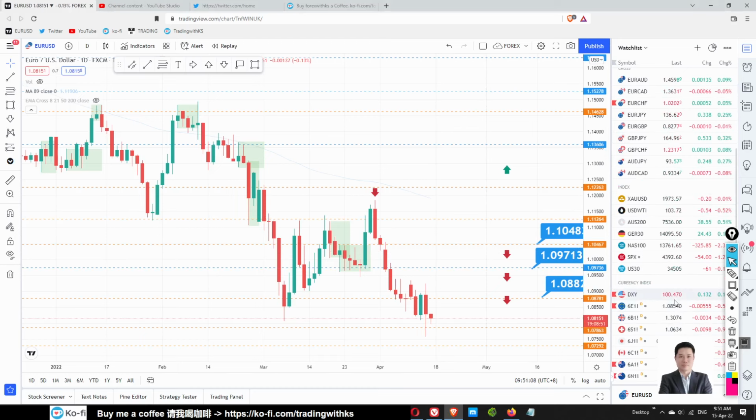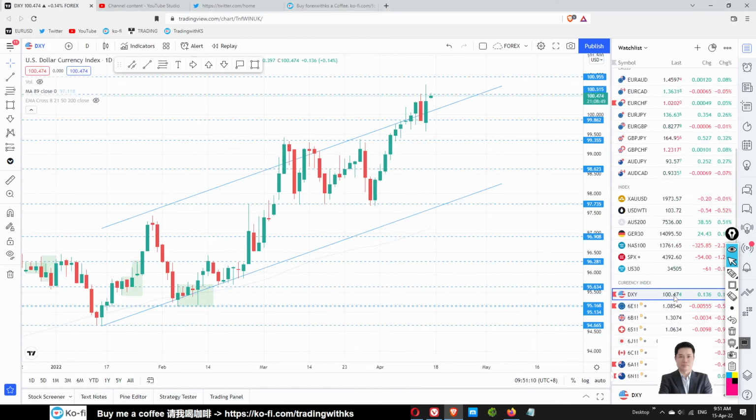Look at the currency by itself, DXY. DXY is consolidating over here, not going up, not going down, but the DXY did recover yesterday. After it was perceived to be a drop, a bearish engulfing, but it didn't happen. That's why we don't want to trade against the trend. Always trade with the trend. This is an uptrend, we always trade with the trend.